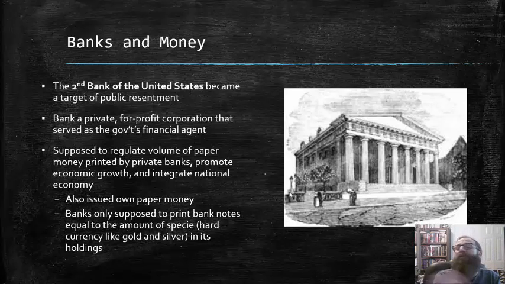Now, the National Bank also issued its own paper money that competed with the paper monies issued by state and private banks. Now, banks were only supposed to print banknotes equal to the amount of specie, hard currency like gold and silver, in their holdings. But banks generally overlooked this little stipulation and printed far more money than they actually had in hard currency on hand, leading to rapid inflation and other issues as well.